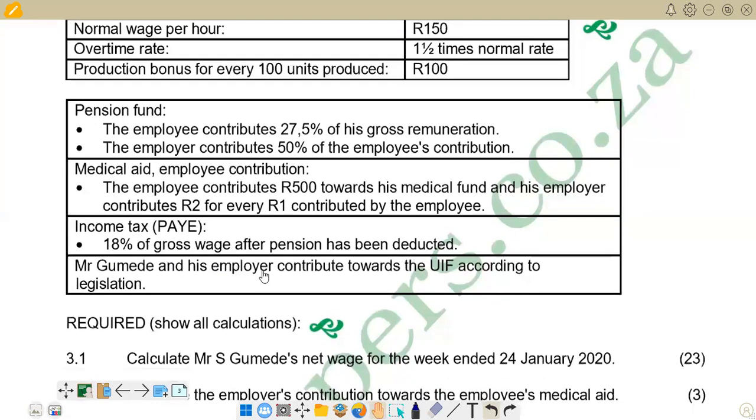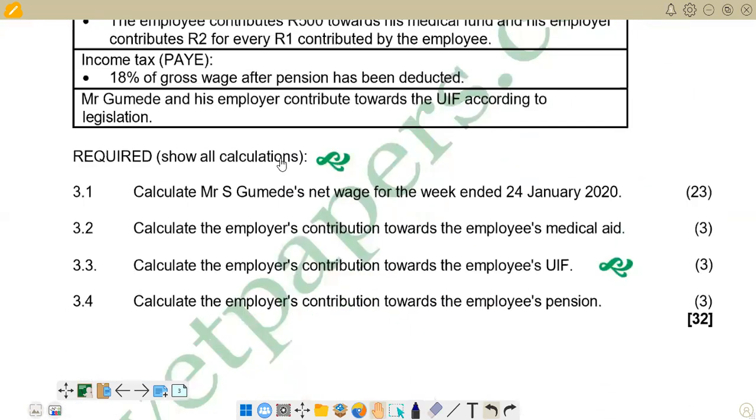Then on the required part, show all calculations. And then on the first part, that is 3.1, calculate Mr. S. Gumede's net wage for the week ended 24 January 2020. So we have to calculate the net wage. And also you have to take note that this is on a weekly basis. So this is what we have.